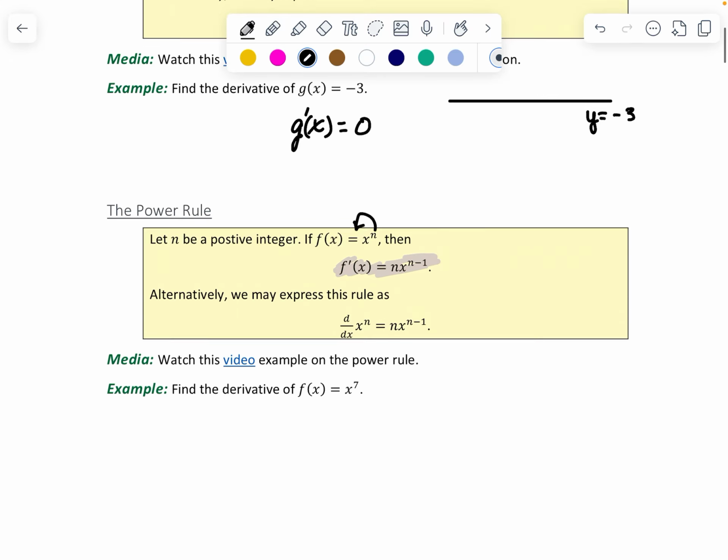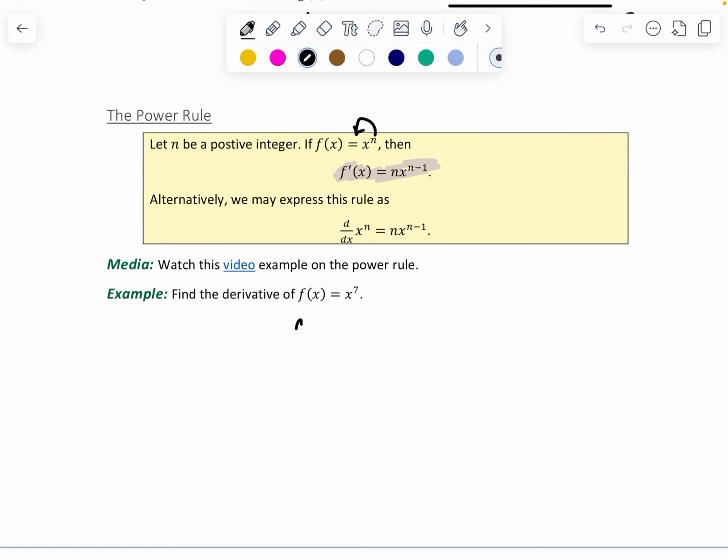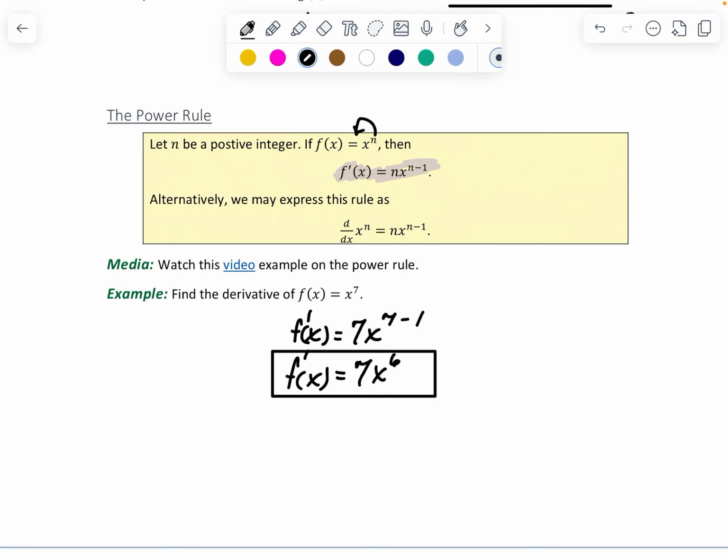So on both of these examples, there's an extra video that you could watch with this, but what you would have is, for f of x equal to x to the 7th, f prime of x is equal to 7x to the 7 minus 1 power. So you get f prime of x is equal to 7x to the 6th power. So the derivative drops a power, okay?